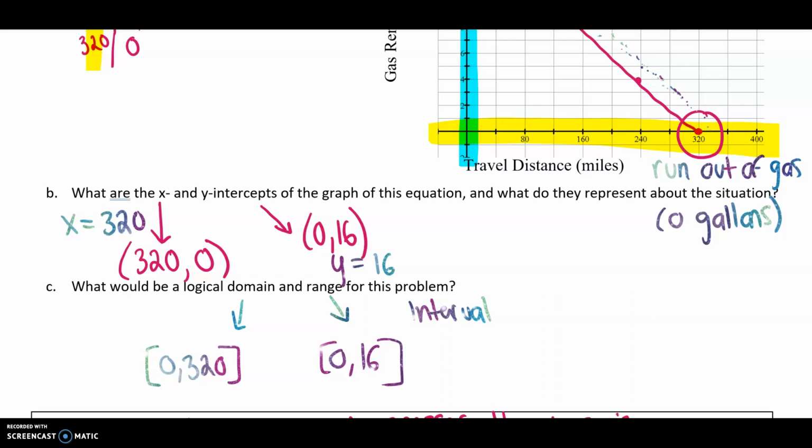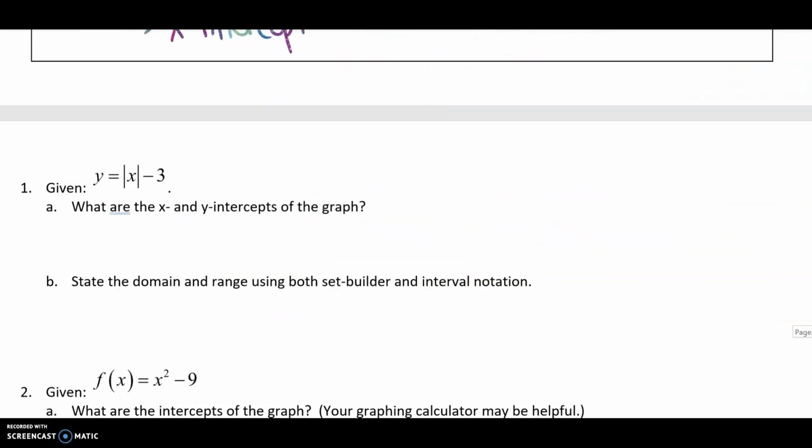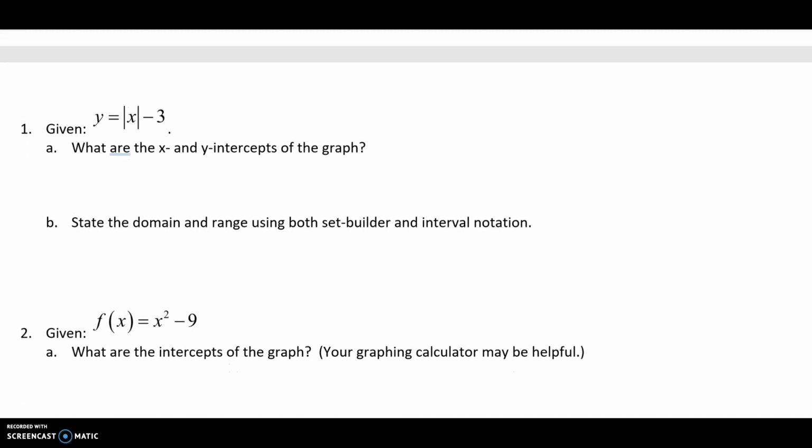Starting with domain, the lowest miles you can be is 0 because you can't have negative miles. The highest is how far we drove because after 320 miles, you ran out of gas. Now range, you can have 0 gallons, that's the lowest, you can't have negative gallons, and the highest is 16 because that's what the tank can hold. So I'm not going to talk too much more about that, but if you have questions, please do let me know. Okay, now it's not always going to be in a context, but all graphs can represent context.